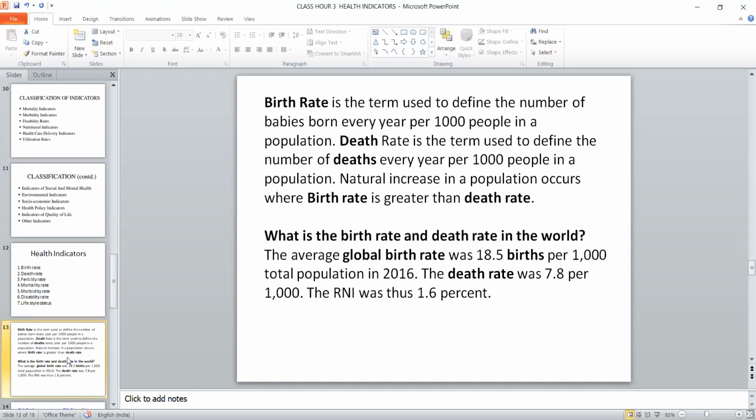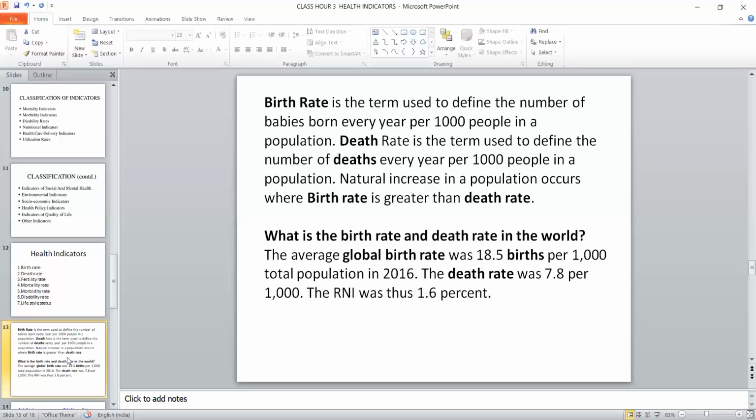I will repeat again. Birth rate is a term used to define the number of babies born every year per 1,000 people in a population. On the other hand, death rate is a term used to define the number of deaths every year per 1,000 people in a population.